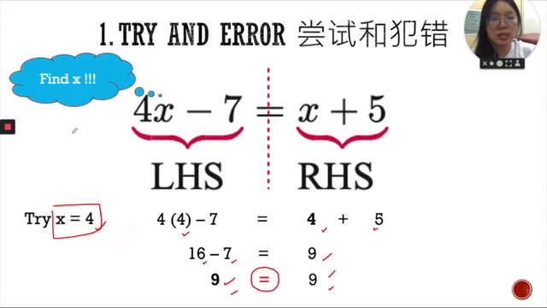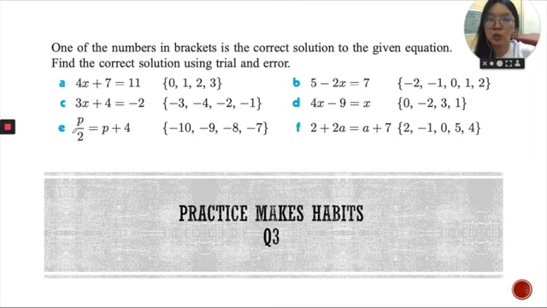So as you can see, try and error is something where you have to put in different values to try on the left hand side and on the right hand side. If they are the same, that means x is the answer and you found it. So try this out.